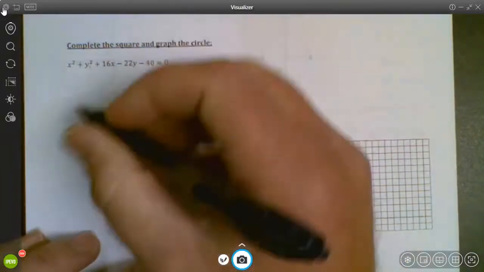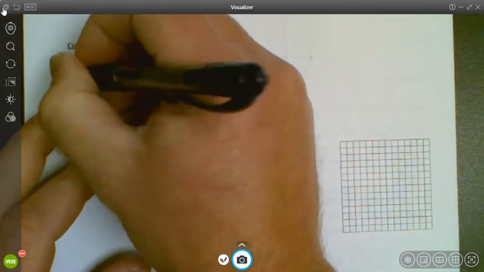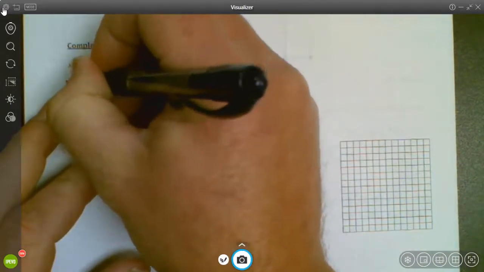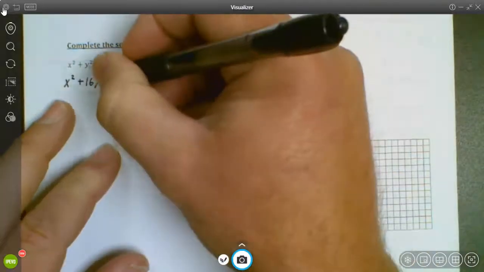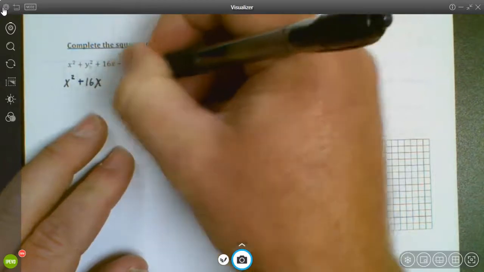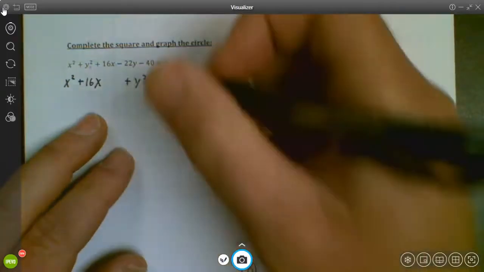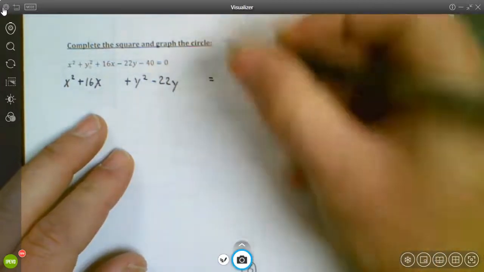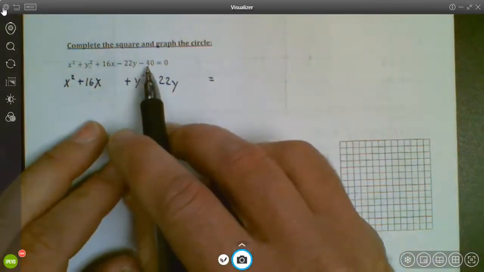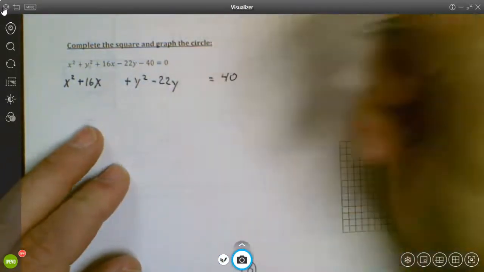So let's start by just putting the x's together. So I have an x squared plus 16x. Then I'm going to group my y values. So I have a positive y squared. And I'm going to leave a little room for myself so that we can complete the square in a moment. We have a minus 22y. And again, we want to get the constant on the other side. So I'm going to add 40 over to here. So there's just our first step, which is just organizing things where we need them to go.